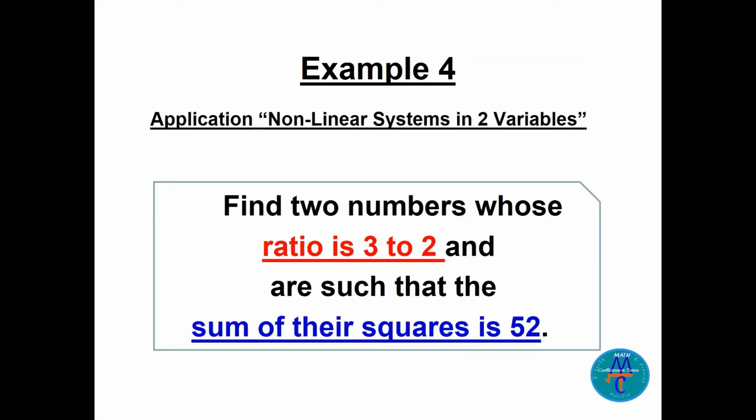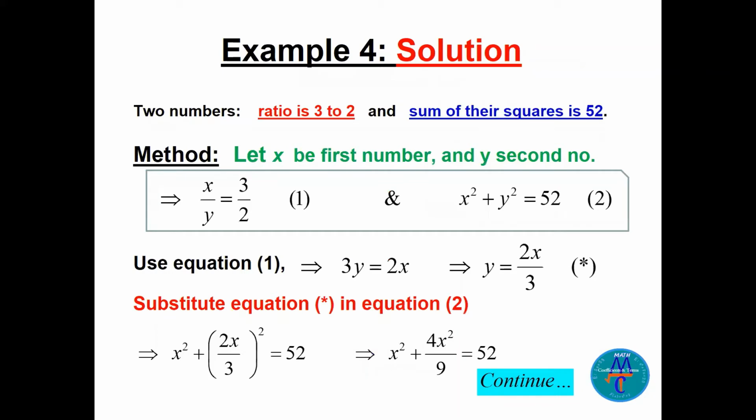Example 4, an application. Find two numbers whose ratio is 3 to 2 and are such that the sum of their squares is 52. So here we have to start by letting x and y as the first number. So we say let x be the first number, let y be the second number. So the ratio x over y is 3 over 2. And the sum, we add the squares. You see the square of each? X squared plus y squared is equal to 52. Now we have equation 1 here, and we have equation 2. So this is a nonlinear system.